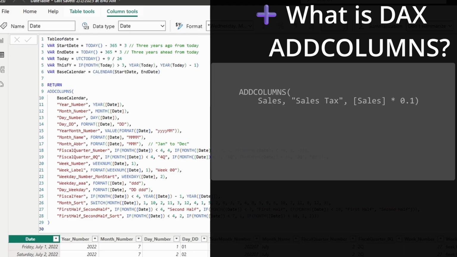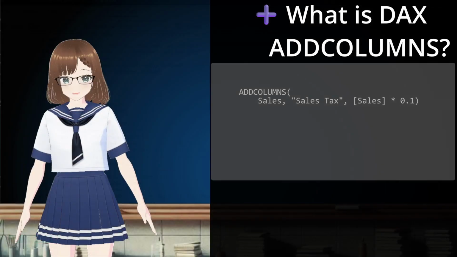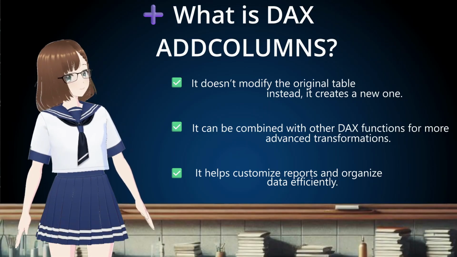This formula adds a new column named sales tax to the sales table. The value for each row is calculated as 10% of the sales amount. Now, let's summarize what makes add columns so useful.